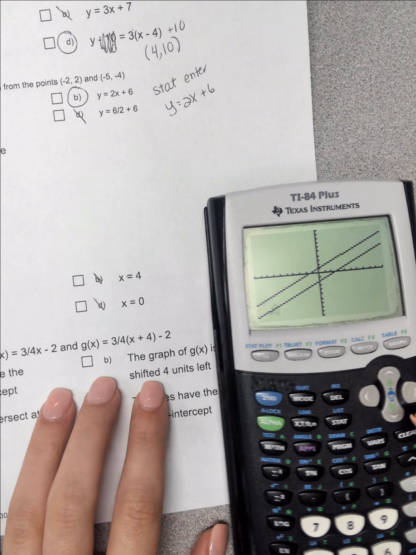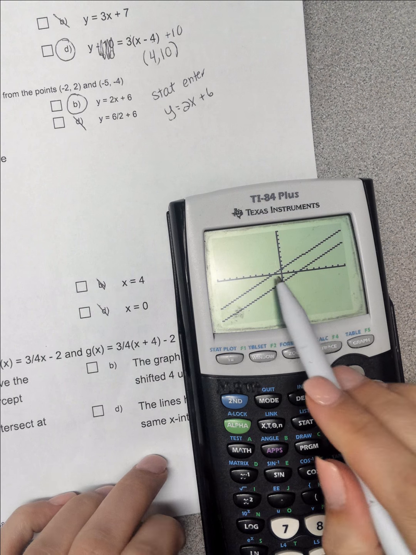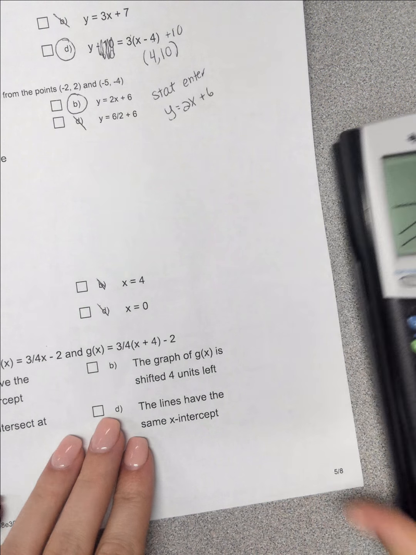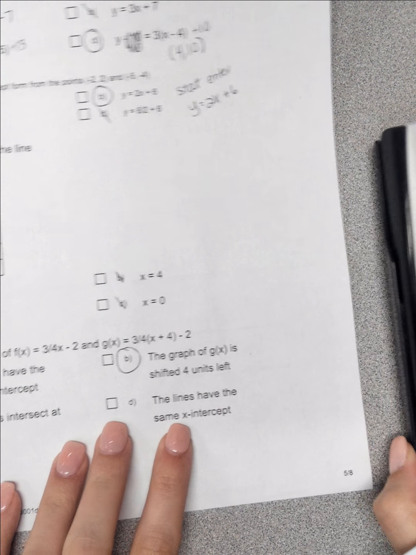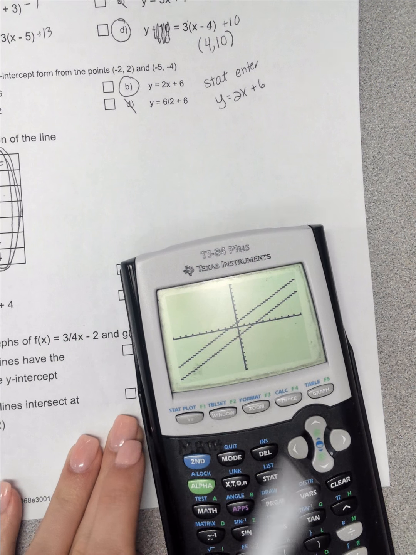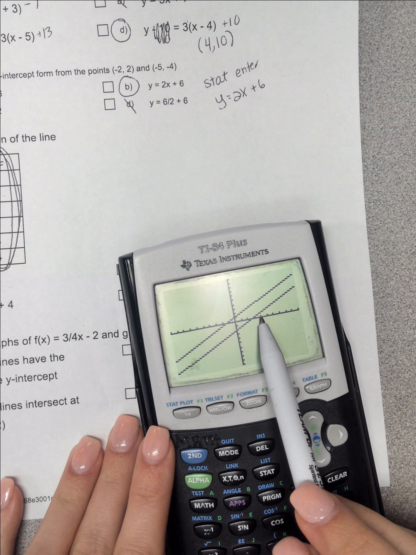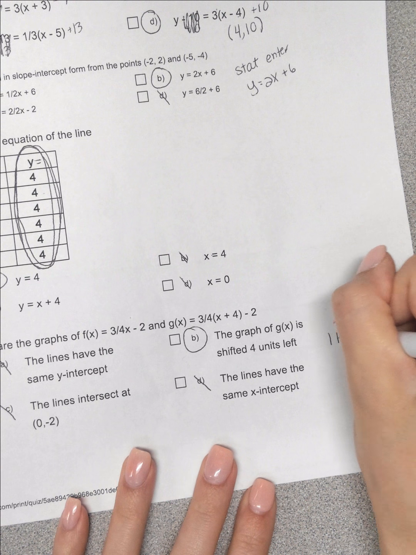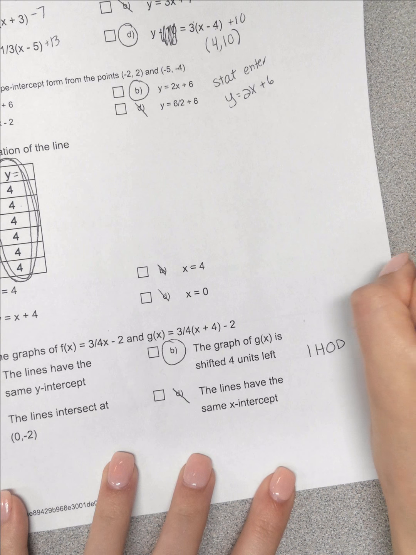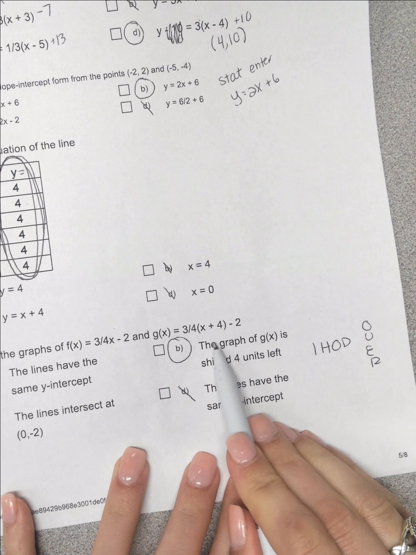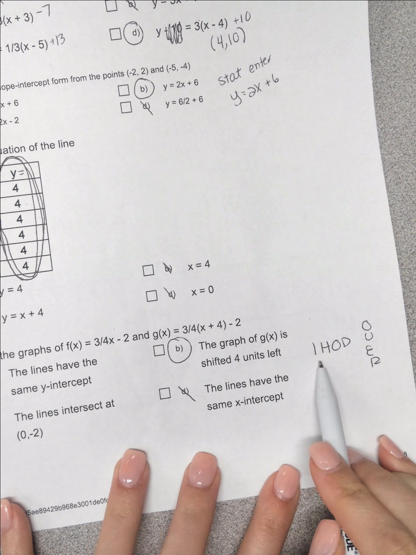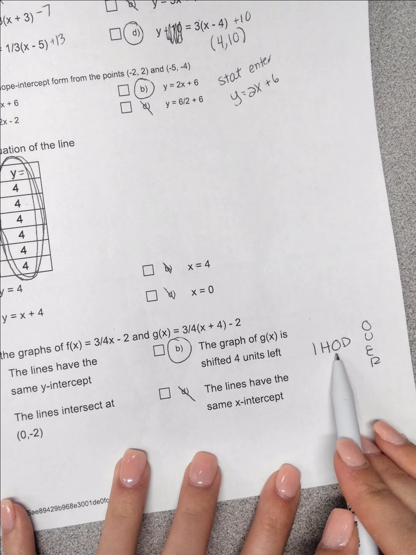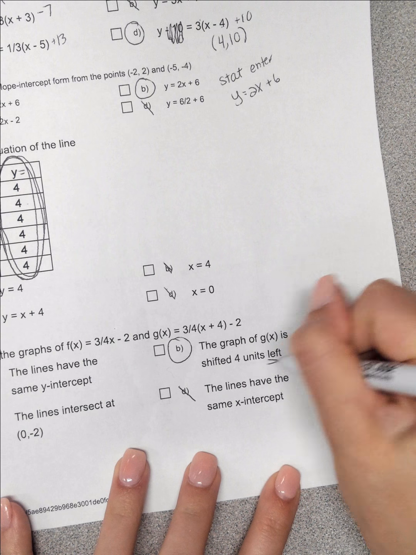The graph of g of x is 4 units left. So there was the original. 1, 2, 3, 4. Yes. Do they have the same x-intercept? Here's an x-intercept. Here's an x-intercept. No, they're not the same. This plus 4 is the part that's different. It's inside the parentheses, so it's got to be a horizontal change, and it's the opposite of what you would think. So plus 4 actually makes you go left.